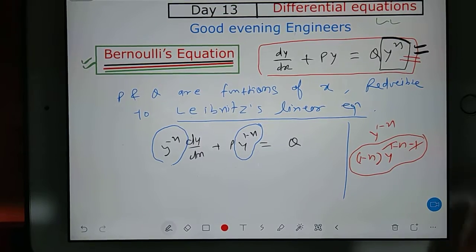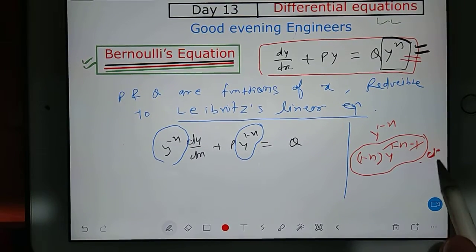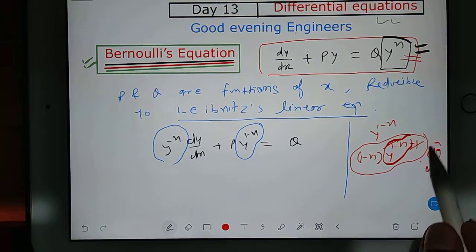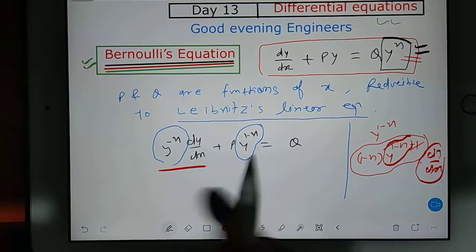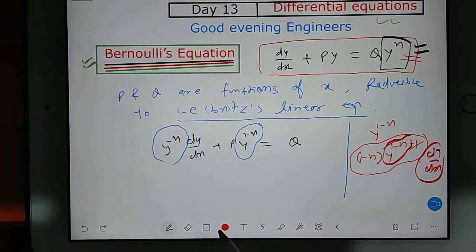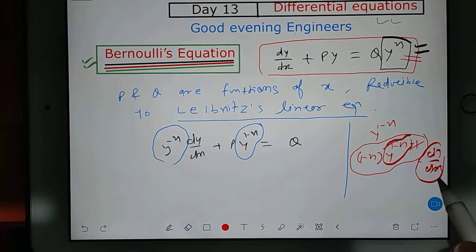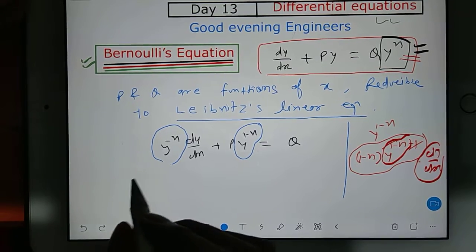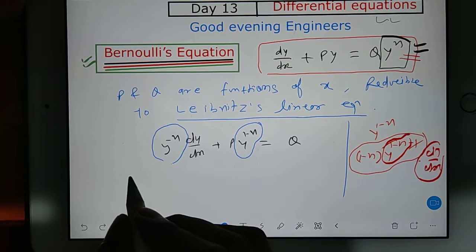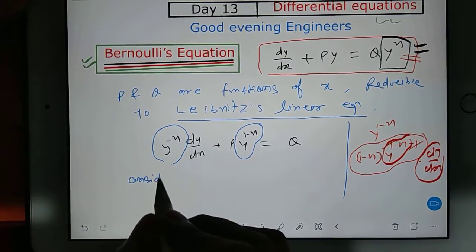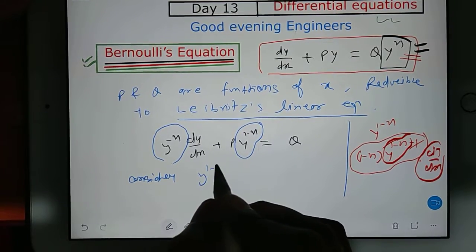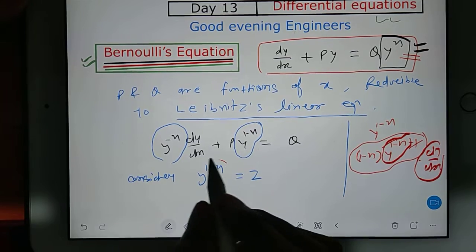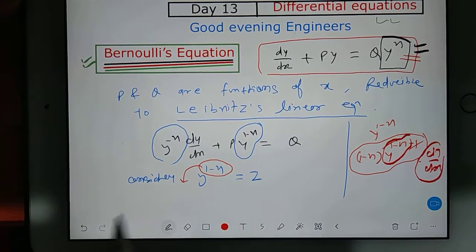So this one and this one will get cancelled, and you'll also be getting dy by dx as extra. So y power minus n and dy by dx, that term is here. This is how we get the idea that we can simplify our Bernoulli equation into a Leibniz equation. So for that, consider y power 1 minus n is equal to z. In that case, this power will come to the left side if you differentiate.